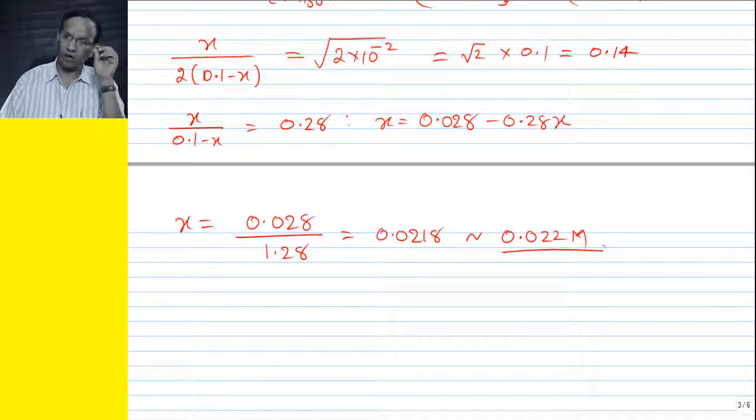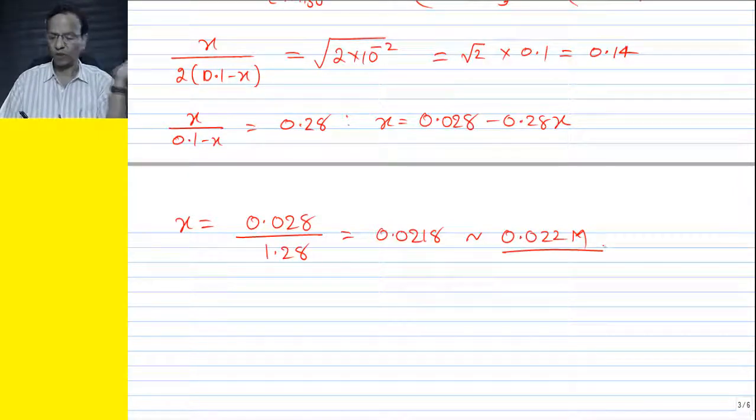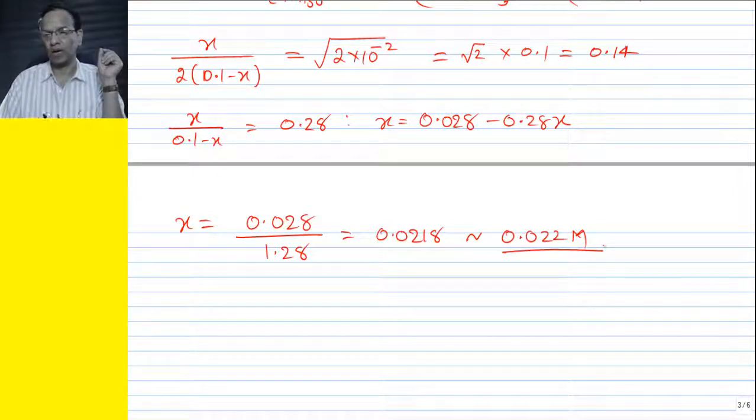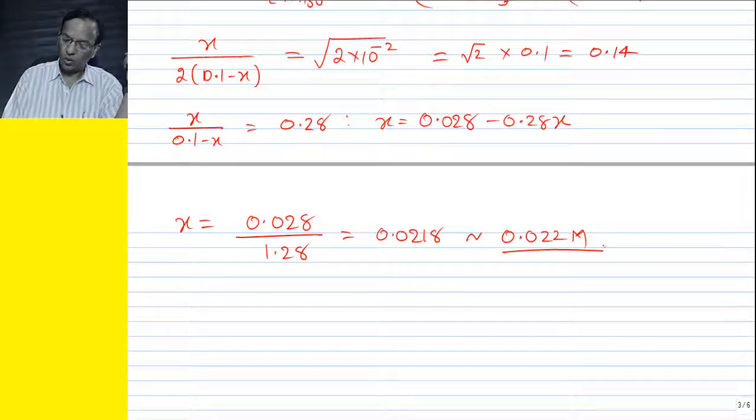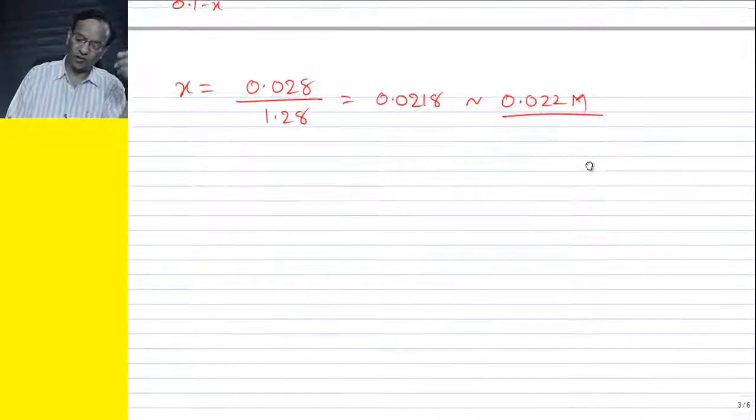So that is how complex formation affects the solubility. Complex formation increases solubility. So by forming the diammine silver complex, silver chloride is dissolved here. Let us work out one more problem to illustrate it further.